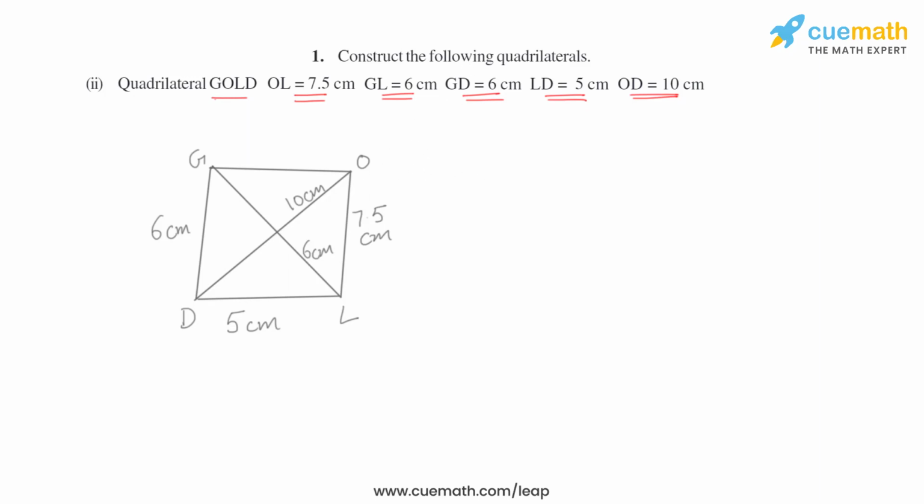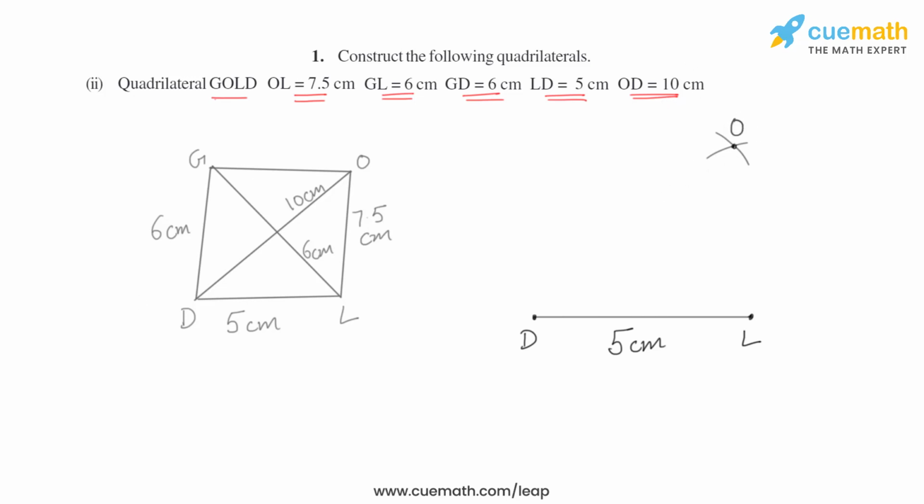First we will construct a line segment DL of length 5 centimeters. Mark the endpoints. This is point D, this is point L, and this is 5 centimeters. Now we follow the same steps we did in the last part. With D as center, draw an arc with a radius of 10 centimeters. With L as center, draw an arc with a radius of 7.5 centimeters. And the intersection point is point O.